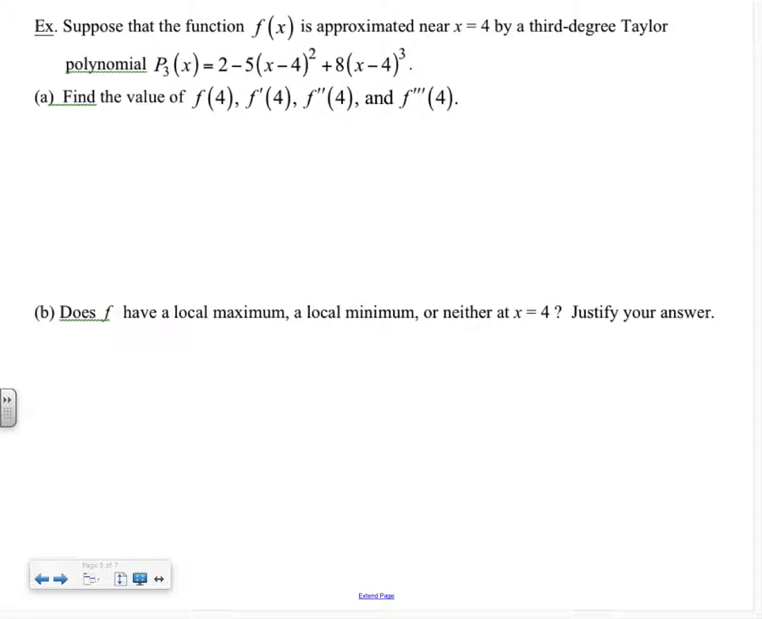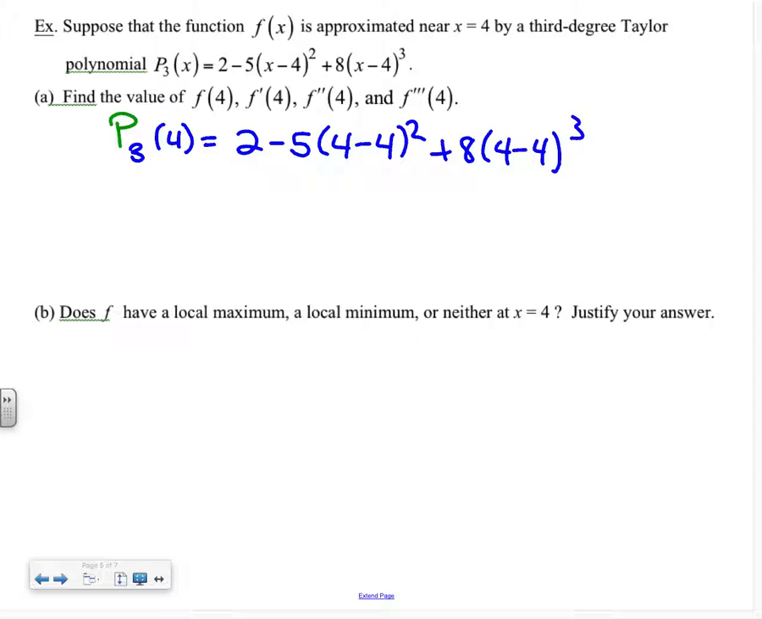Suppose the function f of x is approximated at x equals 4 by a third-degree Taylor polynomial. So third-degree meaning I've got 1, 2, 3 terms, right? Find the value of f of 4. If I want to estimate f of 4, all I have to do is plug in 4 for x. P3 of 4 is 2 minus 5 times... these are both 0, right? So P of 4 is 2.